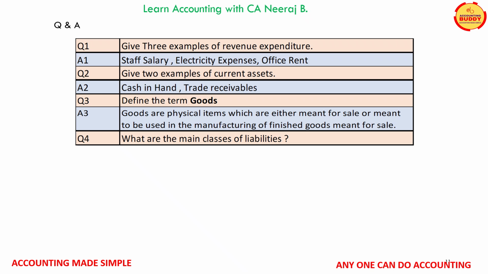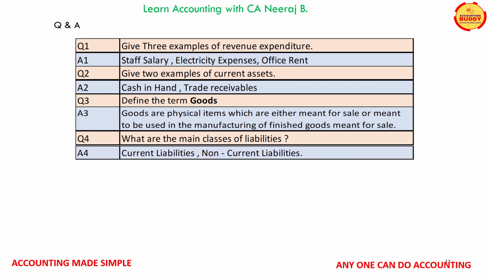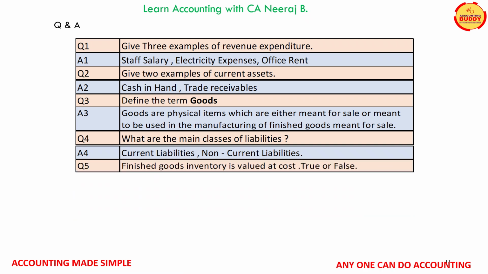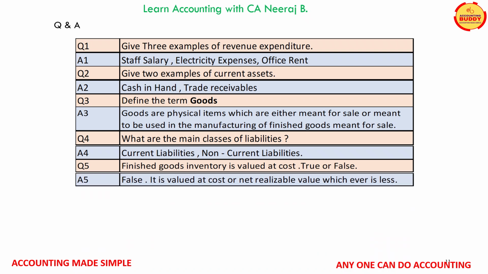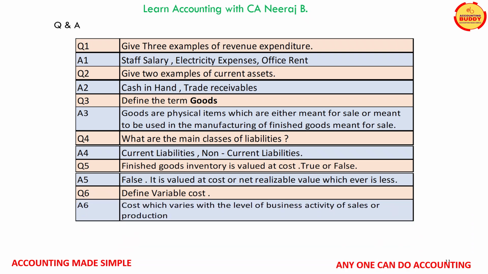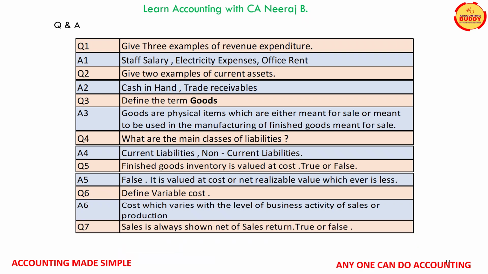Question number 4, what are the main classes of liabilities? Current liabilities and non-current liabilities are the classes of liabilities. Question number 5, finished goods inventory is valued at cost, true or false? This is a false statement. It is valued at cost or net realizable value, whichever is less. Question number 6, define variable cost. Variable cost varies with the level of business activity of sales or production. Question number 7, sales is always shown net of sales return, true or false? This statement is true.